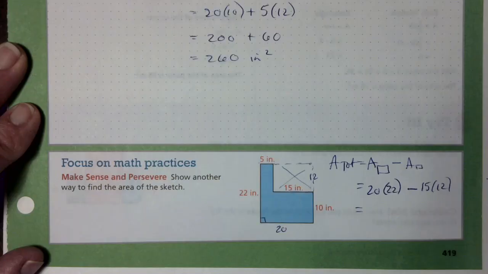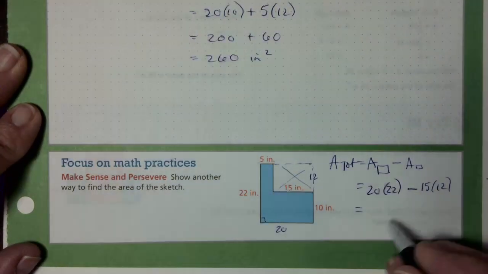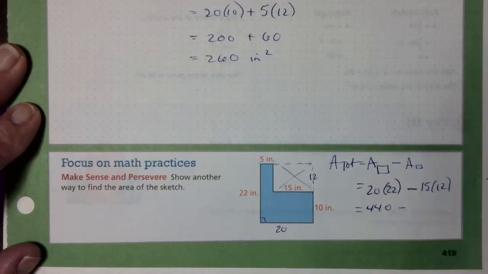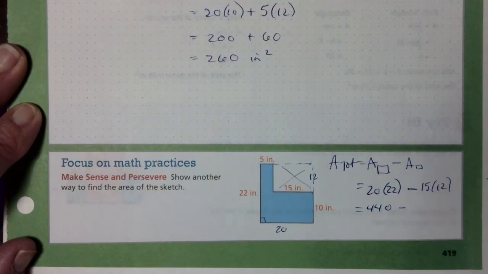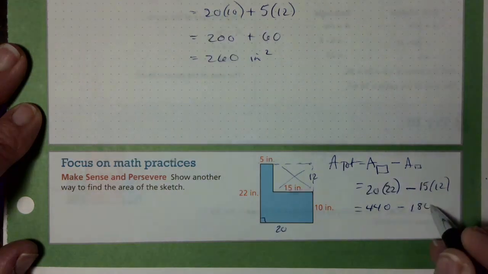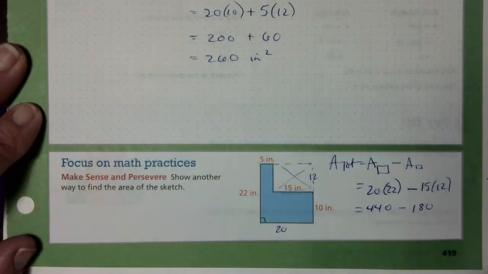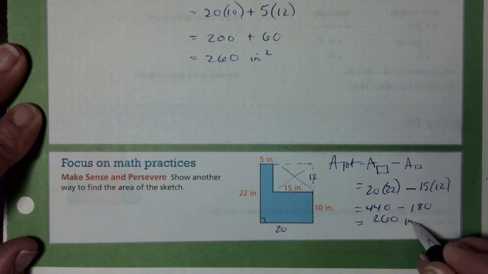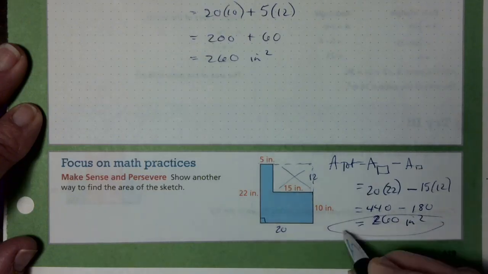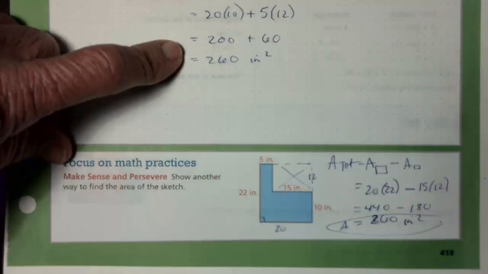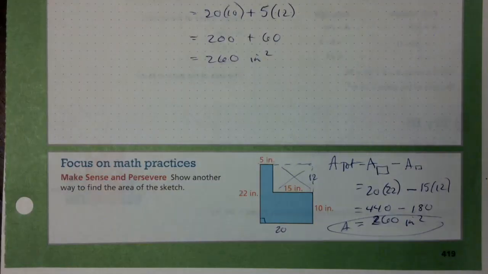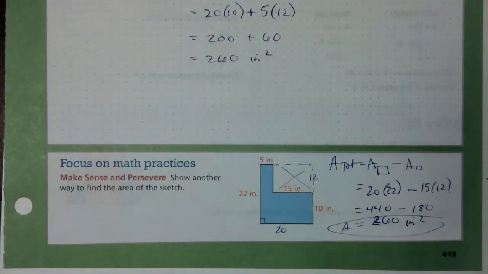So you tell me, what is 20 times 22? 2 times 22 is 44, and put a 0 on it. And then what is 15 times 12? And it's 180. And if you take the 440 and you subtract 180, again, you get 260 inches squared. The same thing we got when we did it up here by adding. So it works that way also. I think that's pretty cool.